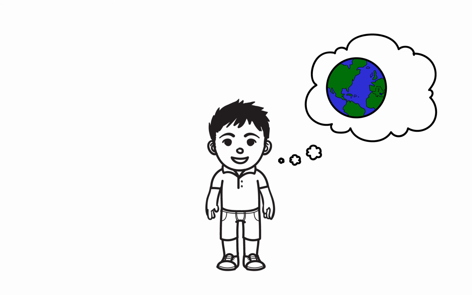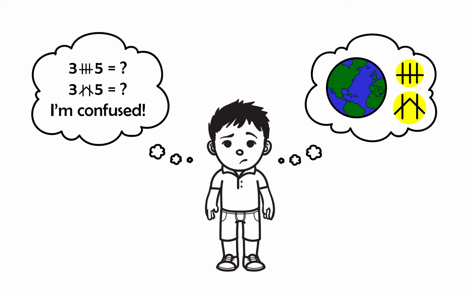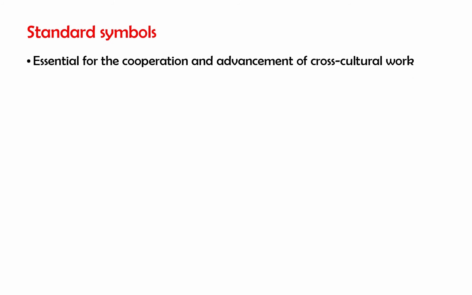Imagine a world in which everyone used a different symbol for adding two numbers. What would happen if some people used this to represent addition, while others used this? How could you understand what an equation meant if the symbols for all operations depended on the language of the author? Standard symbols are essential for the cooperation and advancement of cross-cultural work.